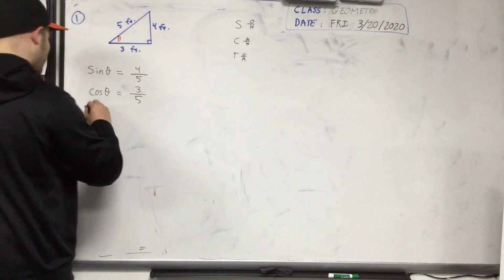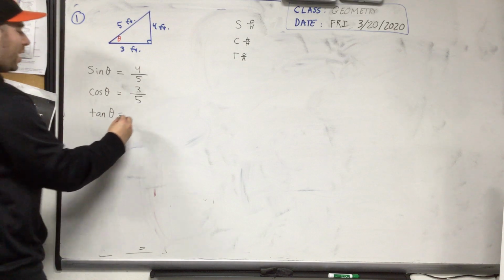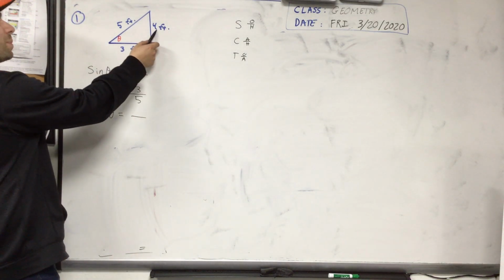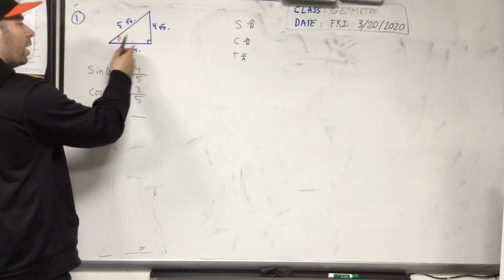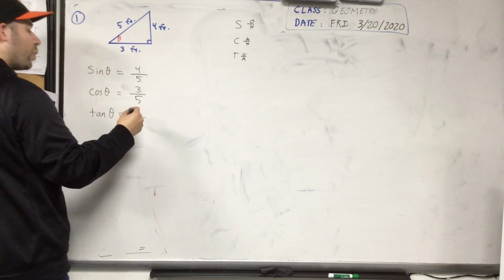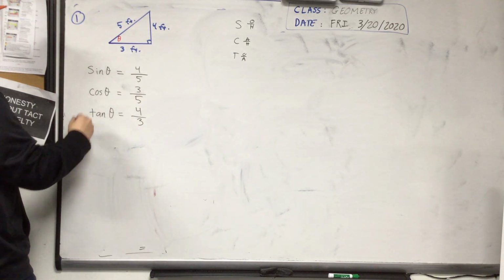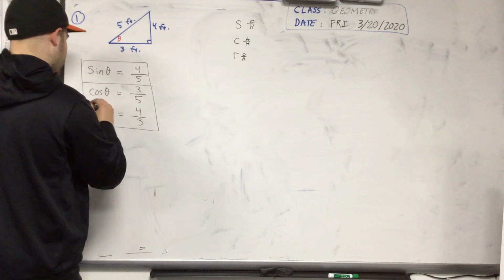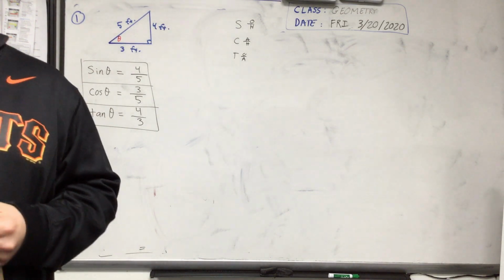Now, let's go on to the tangent of angle theta. The tangent of angle theta in this diagram, TOA, that's the ratio of an angle's opposite side to its adjacent. The opposite side of angle theta is 4, the adjacent side of angle theta is 3, so the tangent ratio of angle theta would be 4/3. Sine of theta, cosine of theta, and tangent of theta in that diagram.